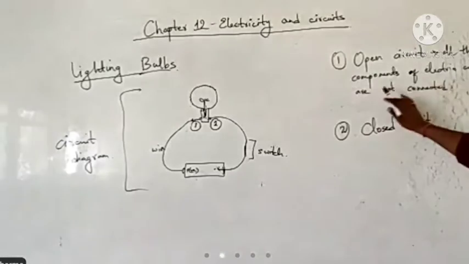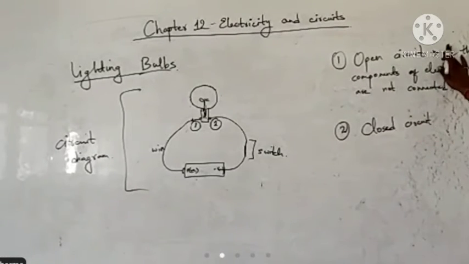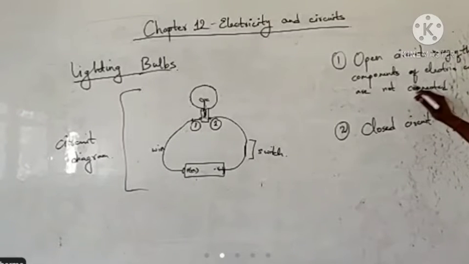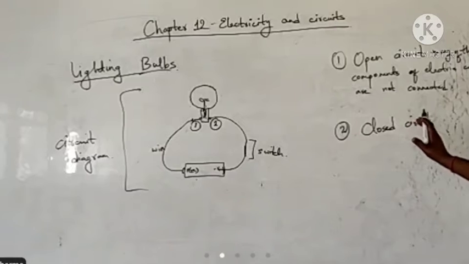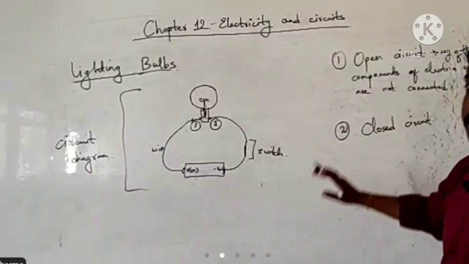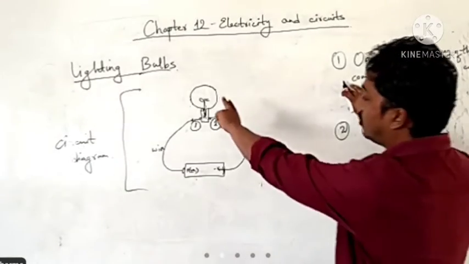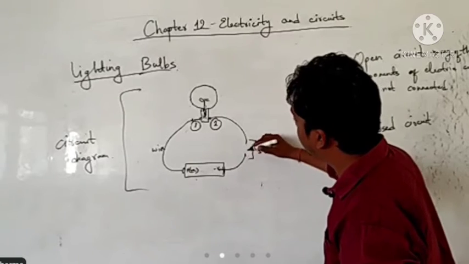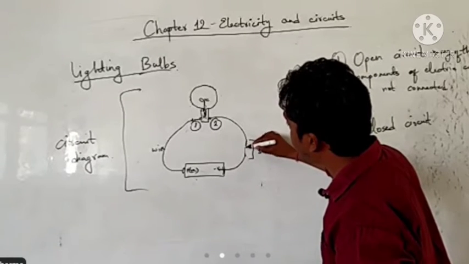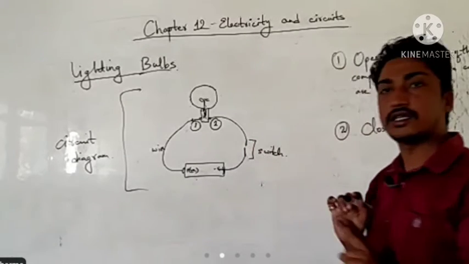That means any of the components of an electric circuit is not connected. Okay, so in this case we will say that the circuit is open and the bulb will not glow. You can say here this is an open circuit.